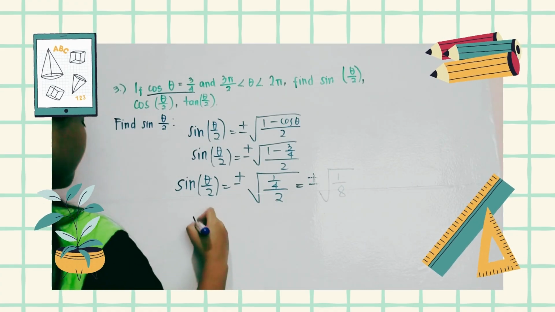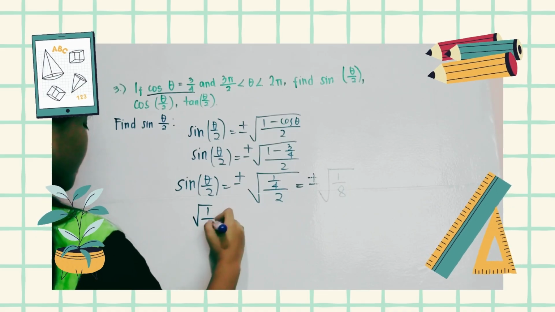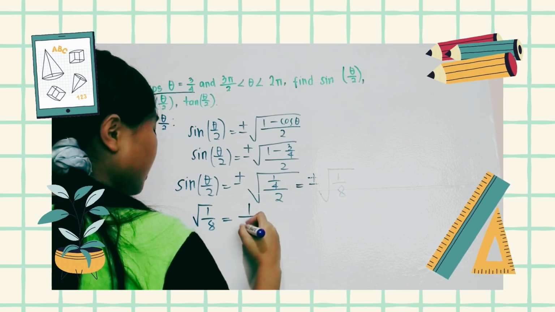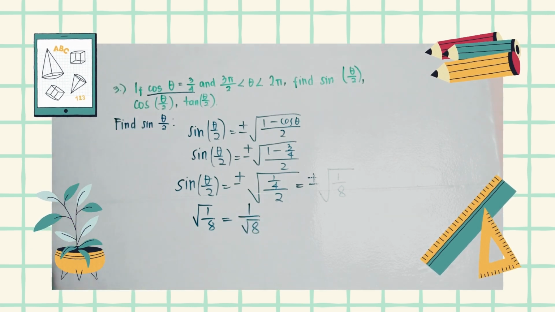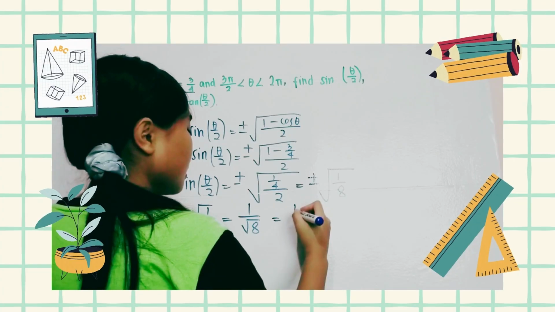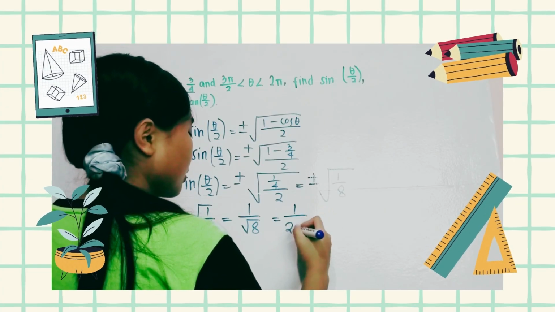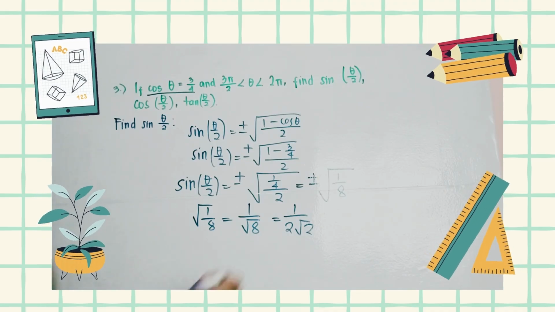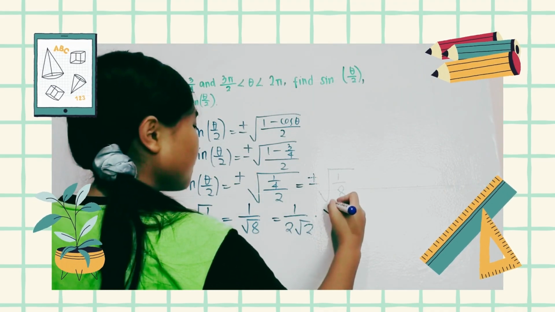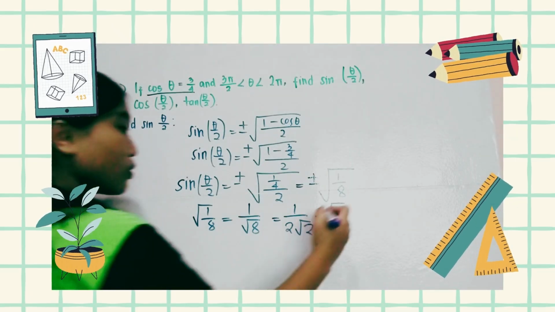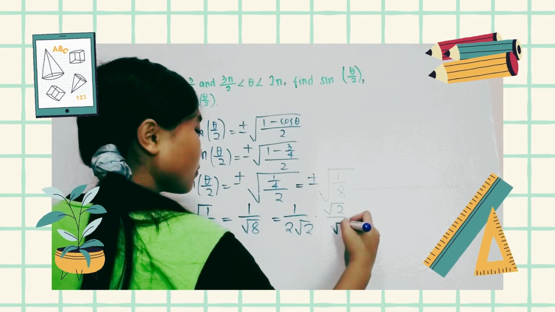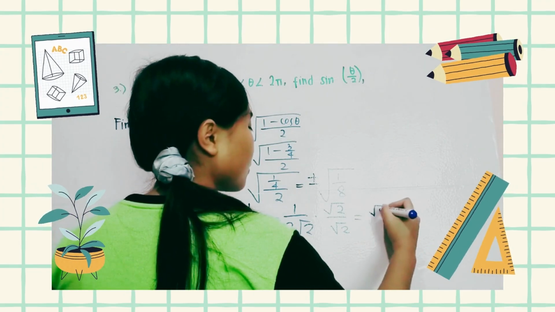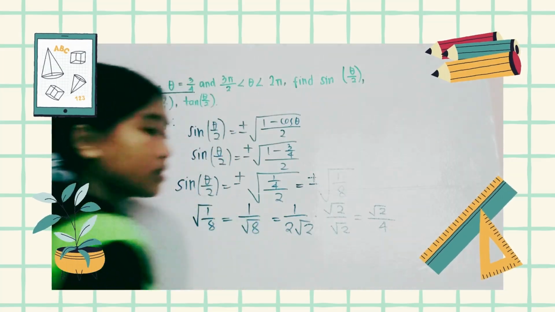As you can see, the square root of 1 over 8 is equal to 1 over the square root of 8, which is 1 over 2 times the square root of 2. Then, let us rationalize this. Now we have the square root of 2 over the square root of 2, which gives us the square root of 2 over 4.